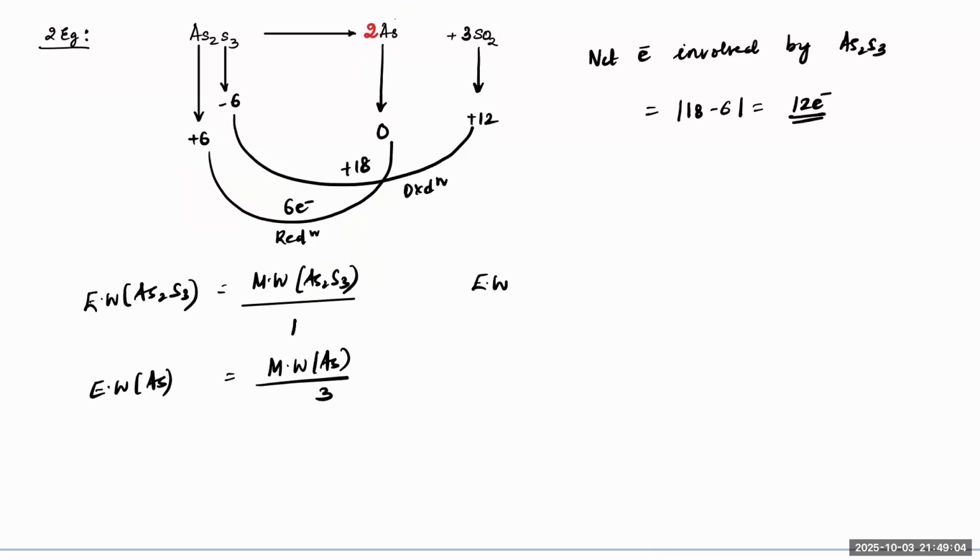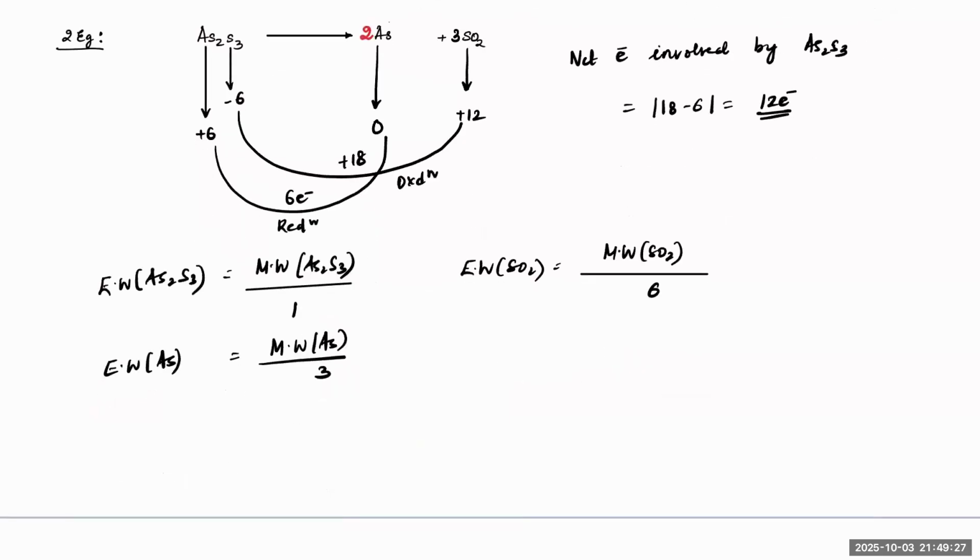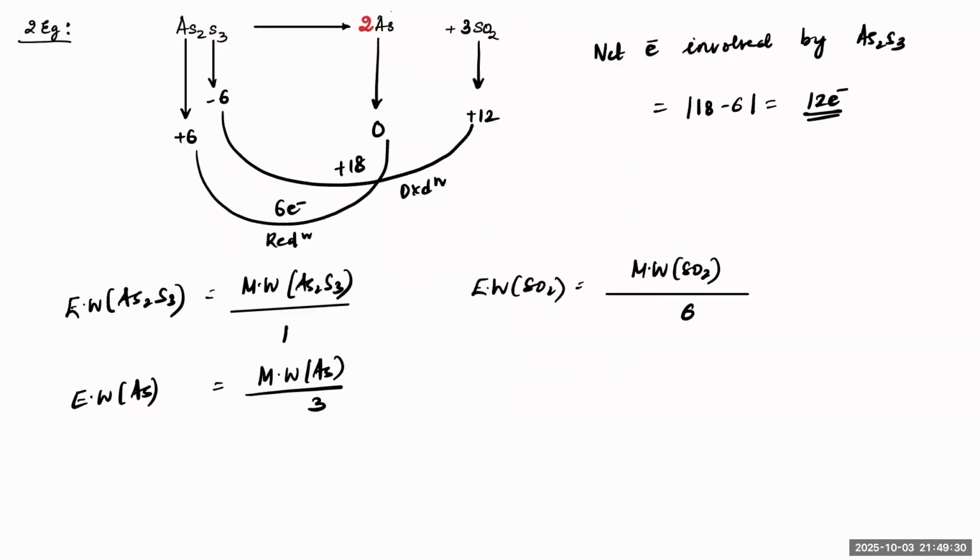Similarly, what will be the equivalent weight of SO2? Equivalent weight of SO2 is equal to the molecular weight of SO2 divided by the number of electrons transferred here. So how many? For 1 sulfur, it is coming from -2 here to +4, which means 6 electrons. So 6 electrons have been transferred. Correct. So if by chance you were asked what is the equivalent weight, this is what you will do.